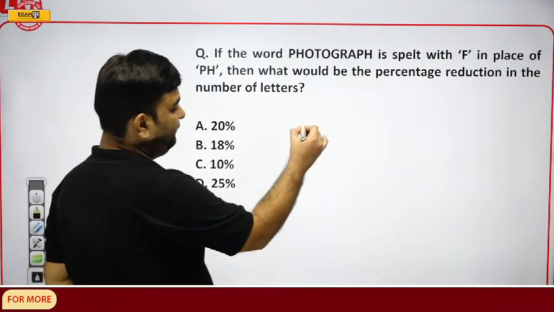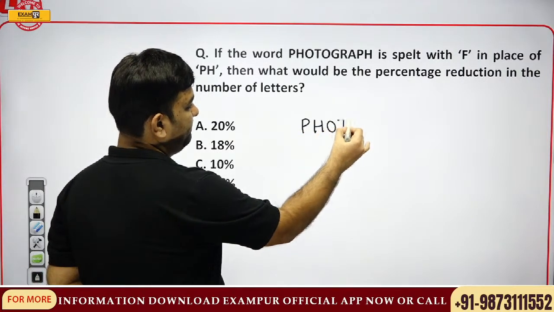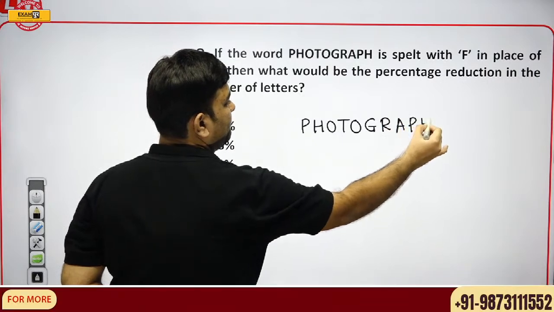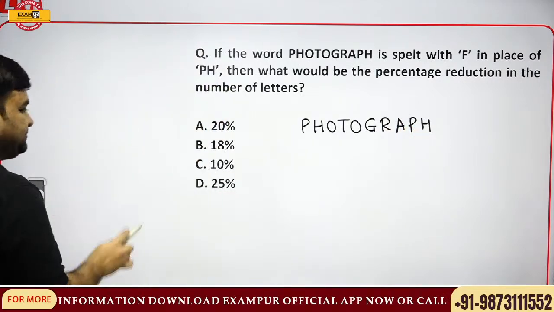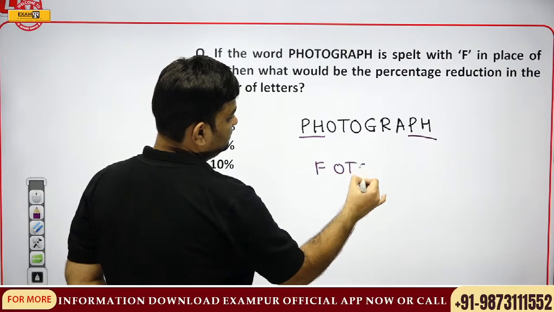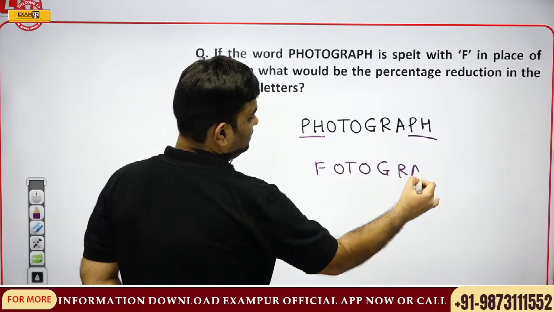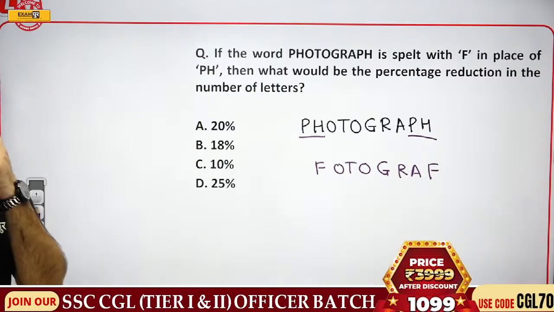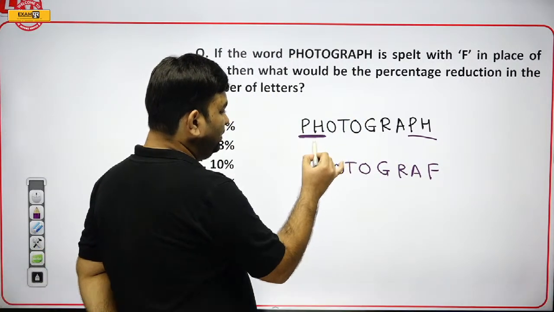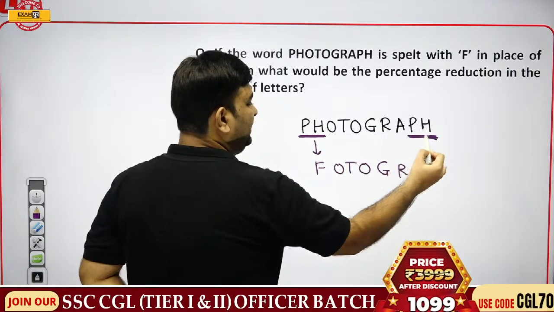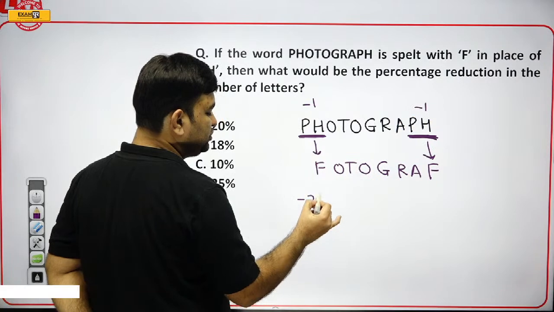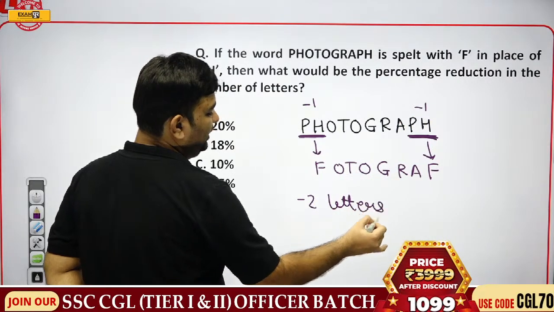Every 2 letters are reduced to 1. So a decrement of 1 over here, a decrement of 1 over here. So the total decrement is 2 letters.